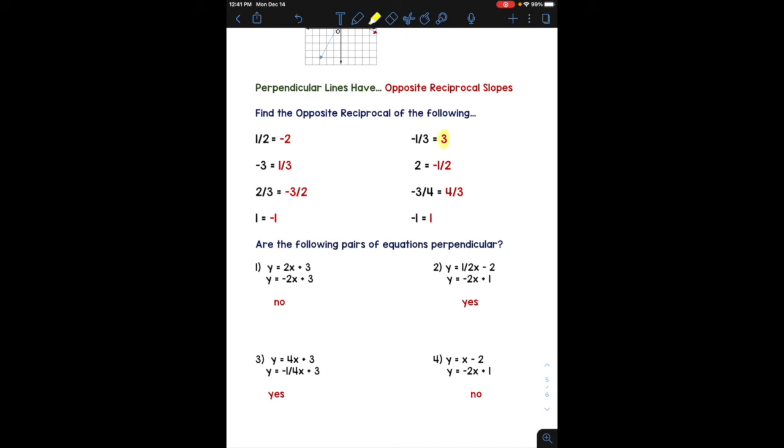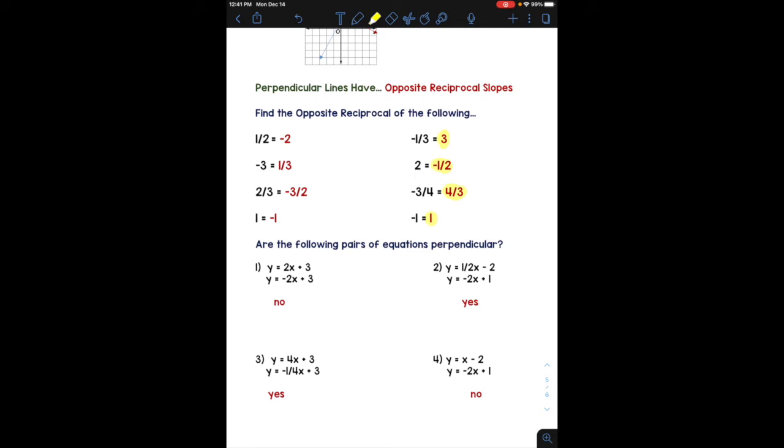The problem underneath, positive 2: the opposite sign would be negative, and the reciprocal of 2 is 1/2. So the opposite reciprocal would be negative 1/2. The opposite of negative 3/4 is positive, and the reciprocal of 3/4 would be 4 over 3. And lastly, the opposite of negative 1 will be positive, and the reciprocal of 1 stays 1. So the opposite reciprocal of negative 1 is positive 1.